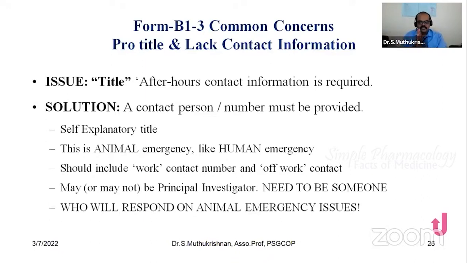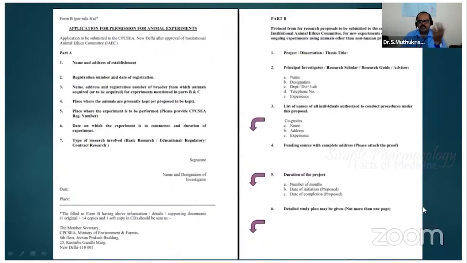In that case, you can give the emergency contact number. It must be available at all times, so either it's the principal investigator's number or the student's number. So these are the three categories.